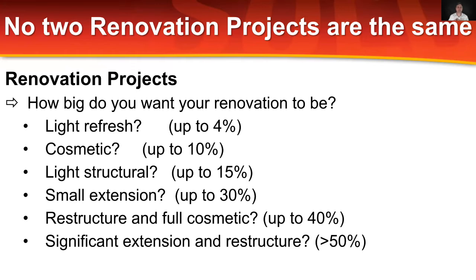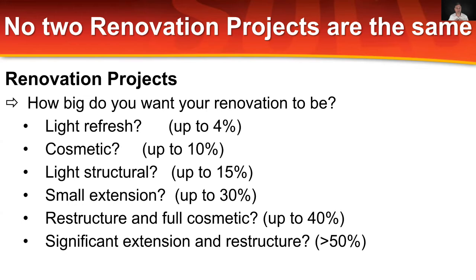Light structural renos are often accompanying light cosmetics. Light structural renos mean the moving of a wall, the moving of a door, or creating a doorway where there wasn't one, moving of windows, the merging of 2 bedrooms in a 4-bedroom house into one to make a larger master with maybe an ensuite and a walk-in robe. We're talking about light structural changes, but within the footprint that is the house. We're not talking extending. In a light structural environment, you're looking to spend probably up to 15% of the value of the property at purchase or at the start of the project.